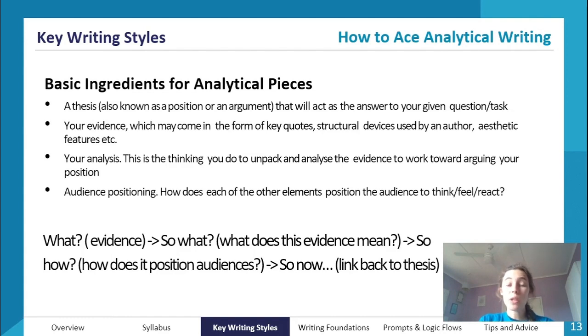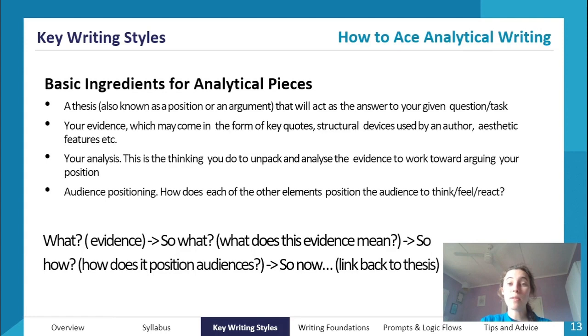And then sometimes audience positioning is also relevant depending on the task that you've been given. So how does each of the elements position the audience to think, feel, or react? With all of that in mind, we have a bit of a formula that you can use here. So what is the evidence? What does that evidence mean, which is the analysis part? How does it position audiences? And now, linking back to the thesis.